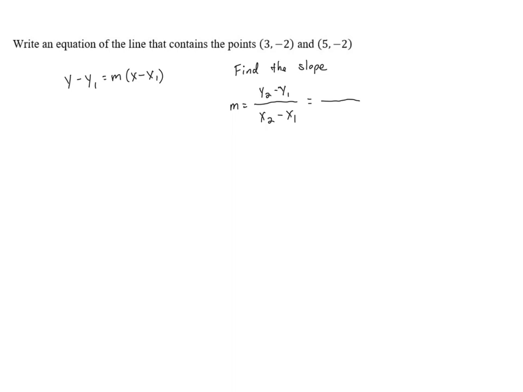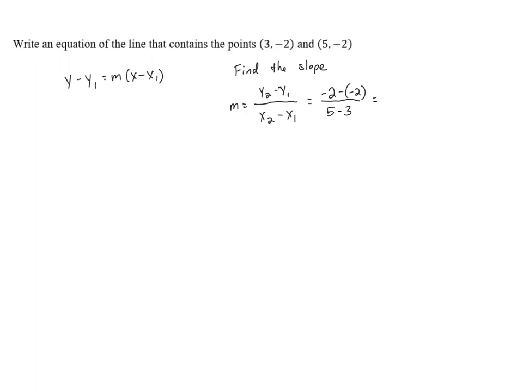y2 is the y-coordinate of the second point. That's going to be -2. So we've got -2 minus y1, the y-coordinate of the other point. It's going to be -2. So -2 minus -2 over x2 minus x1. That's going to be the x-coordinate of the second point minus the x-coordinate of the first point. So that's going to be 5 minus 3.